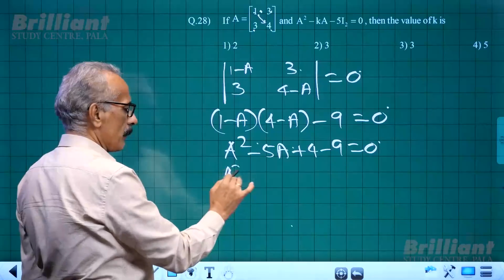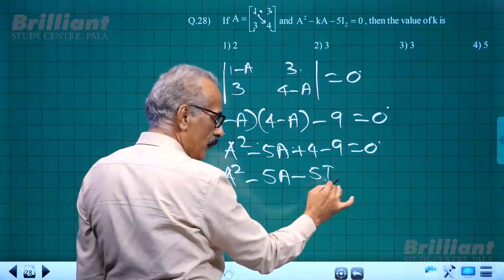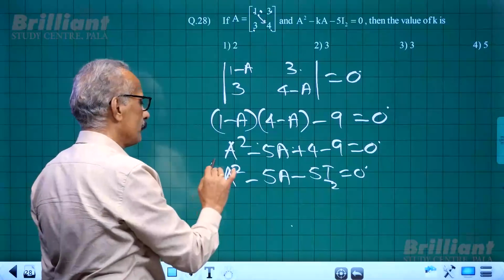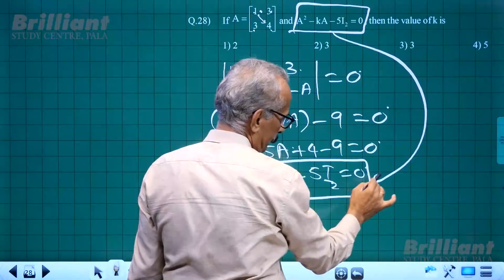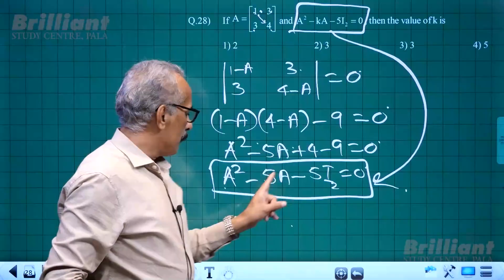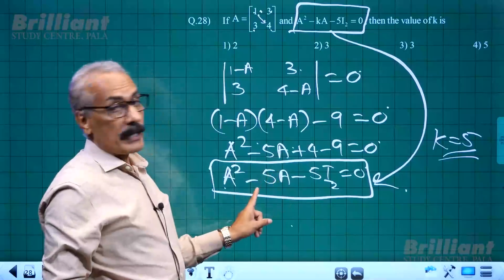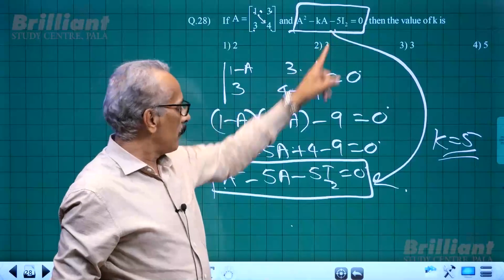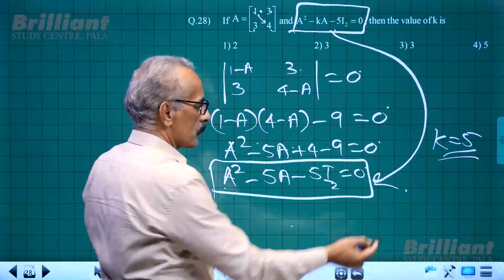Actually, the matrix equation will be A square minus 5A minus 5I equal to 0. Don't forget that. I means I2. This is second order, so it's I2. That will be the equation. Now look at your question. Your question is this: A square minus kA minus 5I2. Minus kA is equal to minus 5A, so k is equal to 5. And minus 5I2, minus 5I2. I have not found out A square. So this is k is equal to 5.